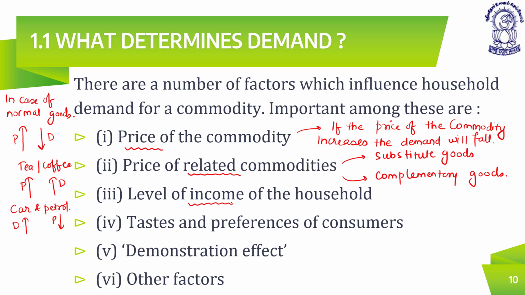The next topic is the level of income of the consumer. It's quite simple that if the income of the consumer rises, there would be a positive change in the demand. So we can write it over here as: if income increases, demand increases. And if income falls, demand falls.